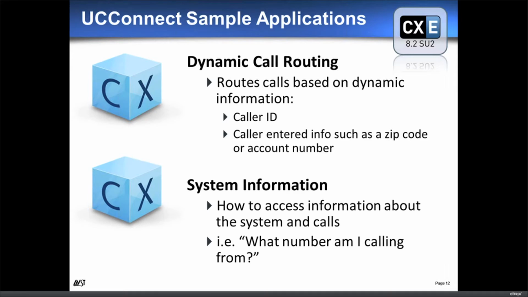So referring back to the agenda, we also talked about some applications that are now shipping with SU2 version 8.2, having to do with UCConnect. But let's take a minute and talk about what UCConnect is for those of you who might not be aware. It's an add-on module for the CXE and or CXS that allows quick creation of advanced auto attendant and custom voice applications. With UCConnect, you can connect your voice applications to back-end databases and provide 24/7 access to information and services over the telephone.